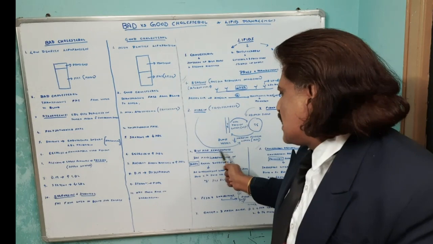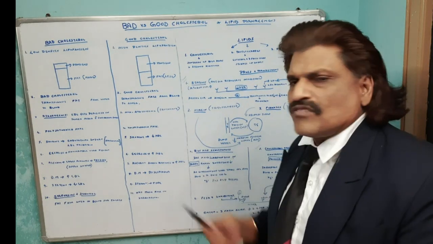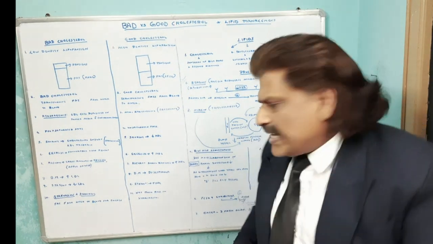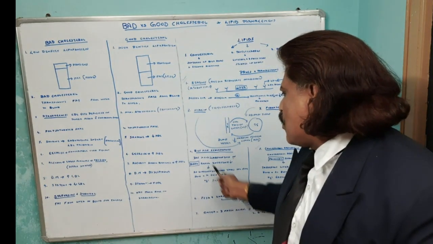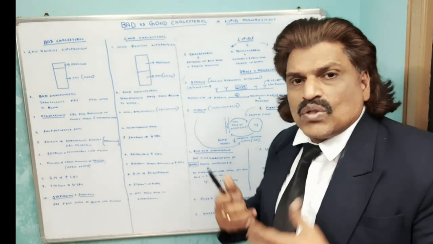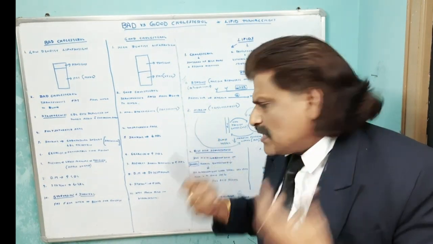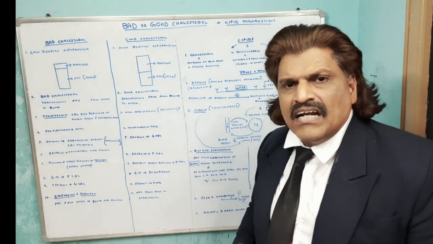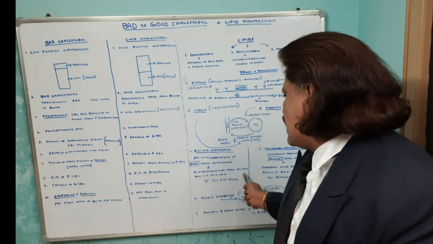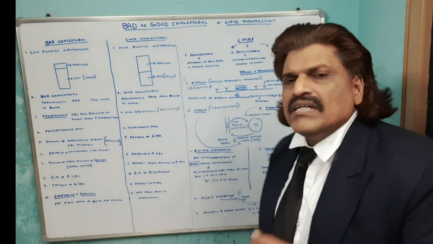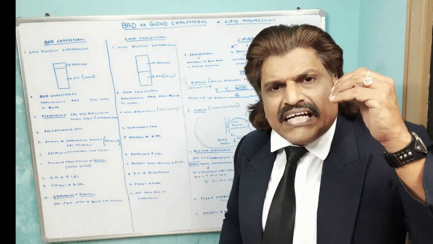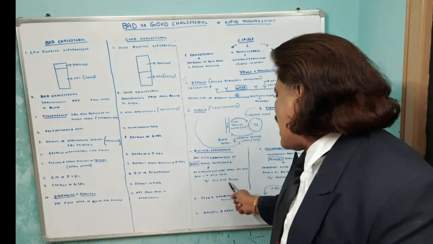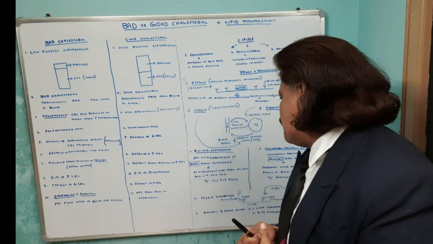The bile acid sequestrants act on the distal part of the small intestine and decrease the reabsorption of the bile acids. So when the bile acid reabsorption is decreased, as a compensation, the liver takes up LDL, and therefore the LDL level decreases. So this is the action of bile acid sequestrants.